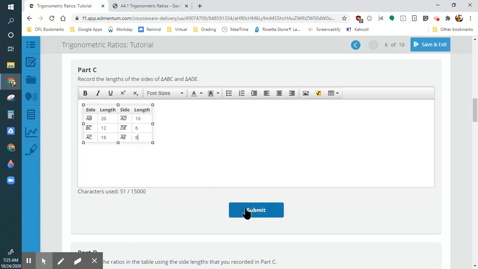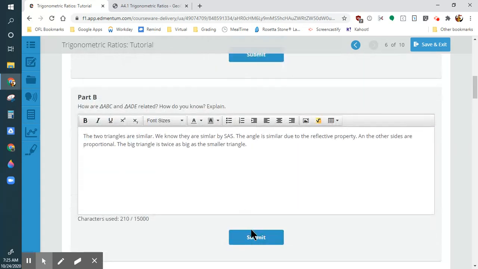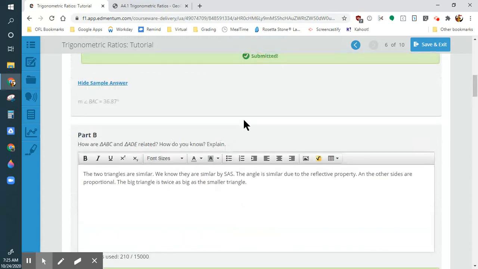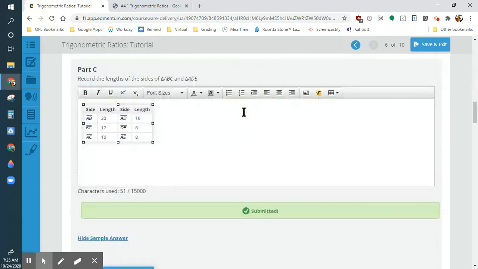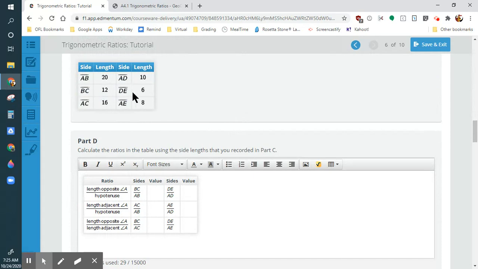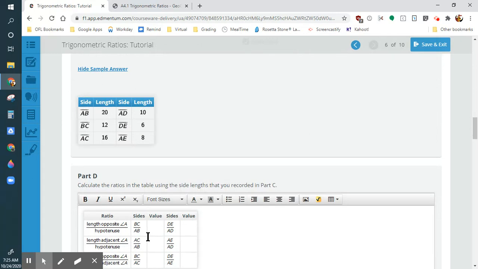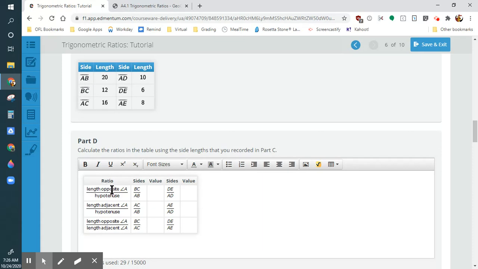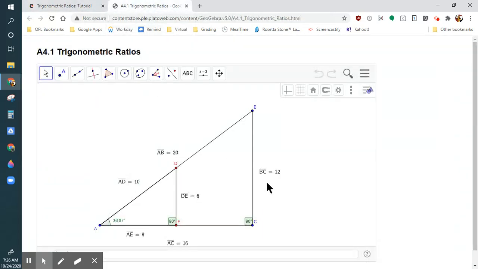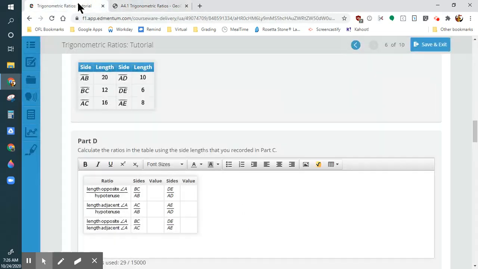All right, I'm almost forgetting to submit these. I'm so used to being in teacher mode. They confirmed it. So now they want us to divide. BC over AB. They want us to do the opposite side over the hypotenuse. BC over that, so we get 12 over 20.